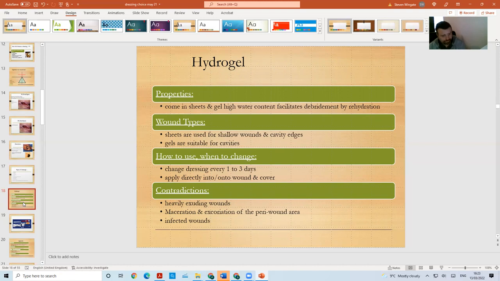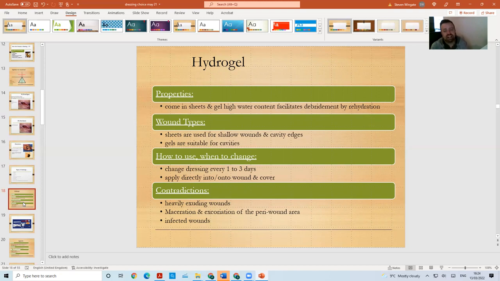How and when to use. We're going to change it between every 1 and 3 days. Again, your dressings will give you the dates to change. Normally you would put the date on a sticker and stick it on the dressing so people can see it, and in the care notes. Apply onto the wound and cover.